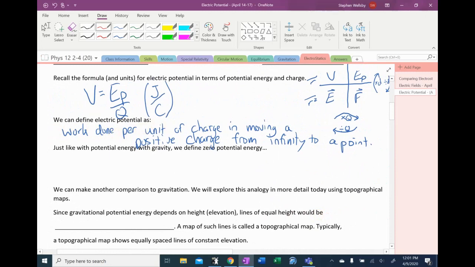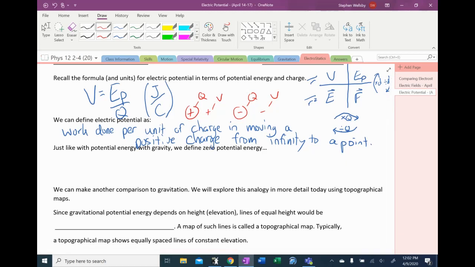Work done, the amount of work that I have to do to take a positive charge from infinity to the point. And so around a positive charge, it will be a positive potential, and so positive charge, positive potential, and likewise a negative charge is going to have a negative potential. So positive charge, positive potential, negative charge, negative potential. We'll see that in a bit more detail in just a second here.